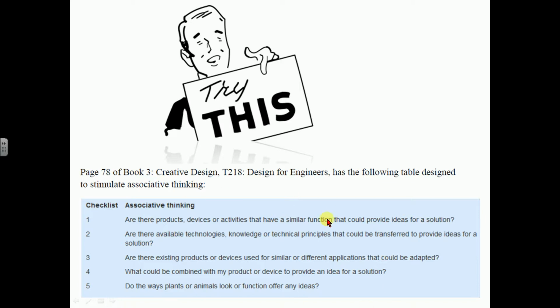If you're trying some of the more formal techniques, or the informal techniques, think about taking a grab from the textbook and then using this as a figure in your TMA and saying, I'm going to do associative thinking and I'm going to use this checklist. So that's something else that you could be doing.